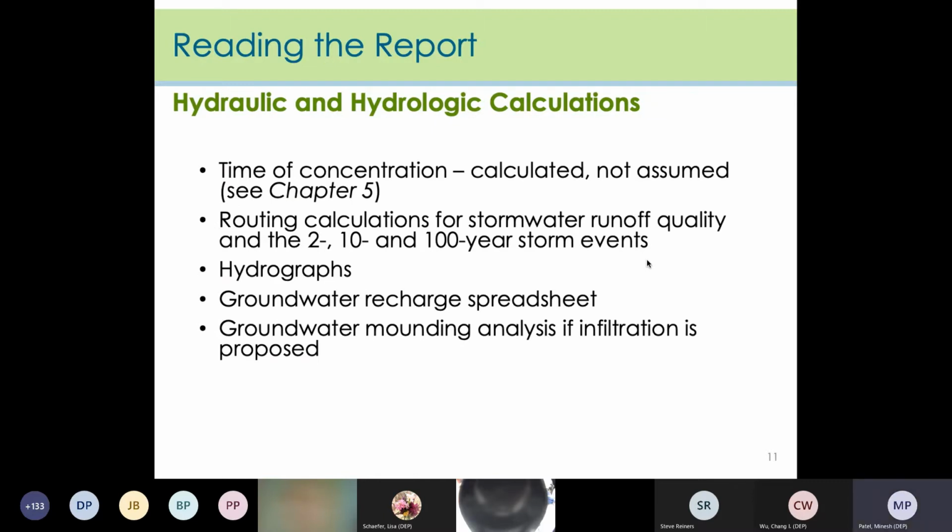The reviewer must be sure that the following calculations are included in the report. Time of concentration, as discussed in Module 2 by Lisa, is essential to characterizing a site. Time of concentration must be calculated and included in the report. Some permittees may require this information be submitted on a CD so that it can be checked and verified. No matter the format, it is important to include all of this information, including storm routings, hydrographs, the groundwater recharge spreadsheet, the mounding analysis if it's applicable, and water quality calculations, and make sure it matches what's on the plans.